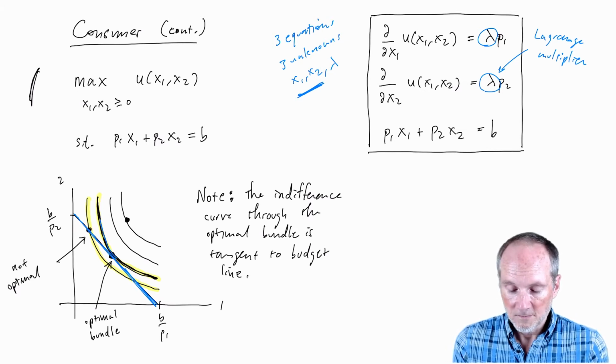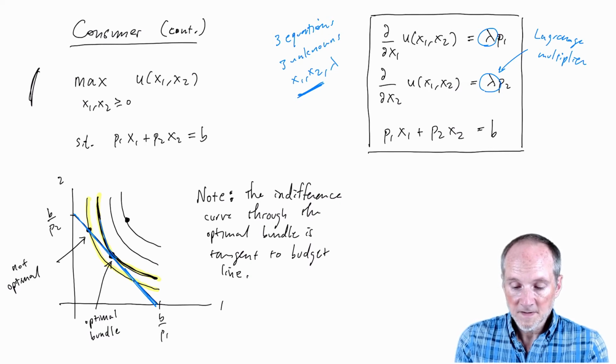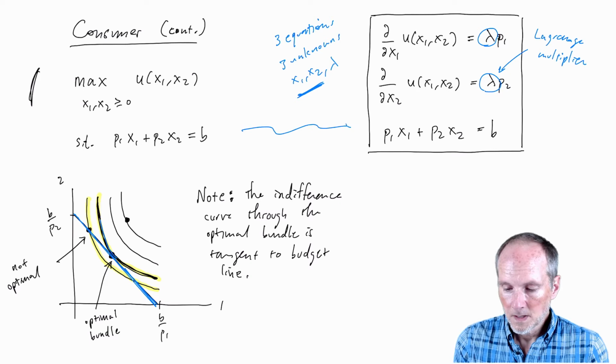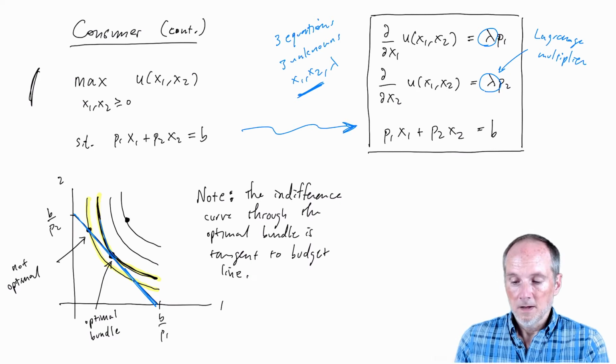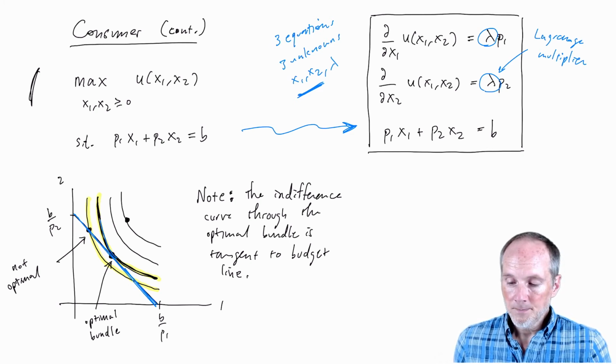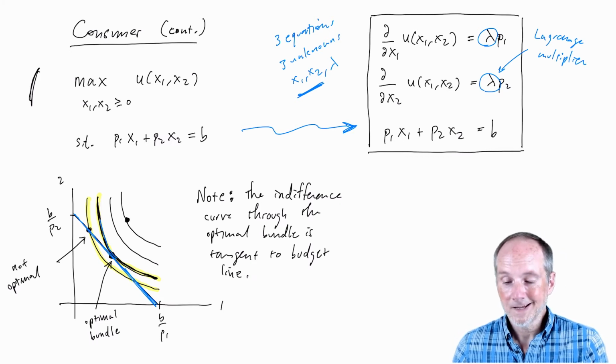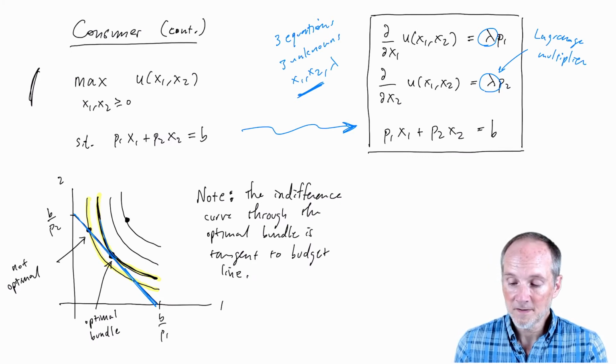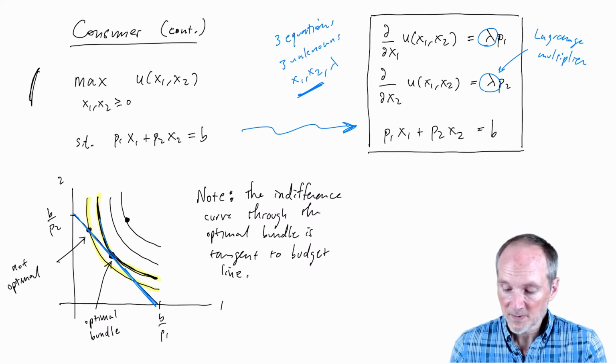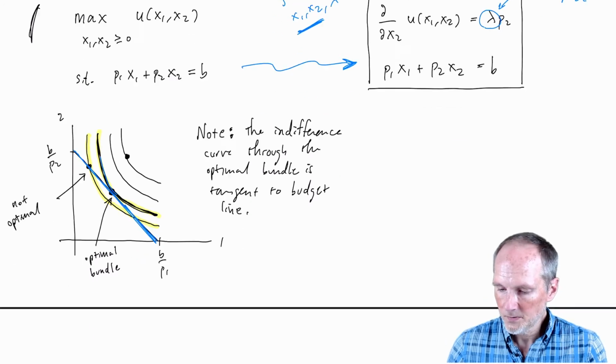So what we've done then is we have this maximization problem. Because of this geometric insight, we're able to convert it to a system of equations that we have to solve. Now these equations could be nonlinear. They could be messy. It could be hard or impossible to solve them. But this gives us some leverage on the consumer's optimization problem. So let's go to an example and see how that leverage can be exploited.